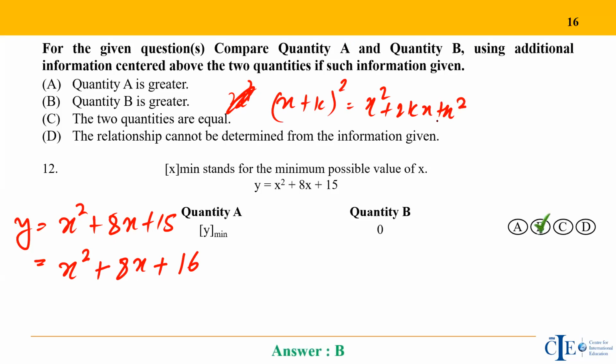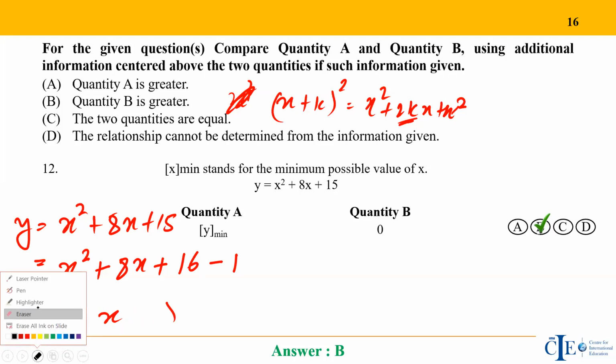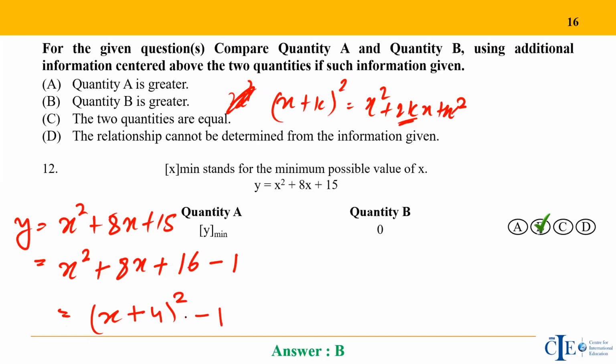right? So the term that needs to be matched is 2kx. 2k is 8, so k is 4, and 4 square is 16. So I write this down as this, plus 16, minus 16 (so that the value is unchanged), and this then gives me a complete square. Let me just write this clearly. This is x plus 4, so this is x plus 4 the whole square minus 1.